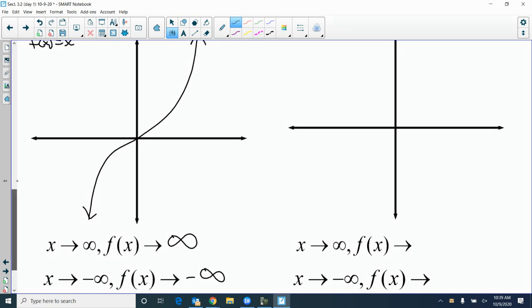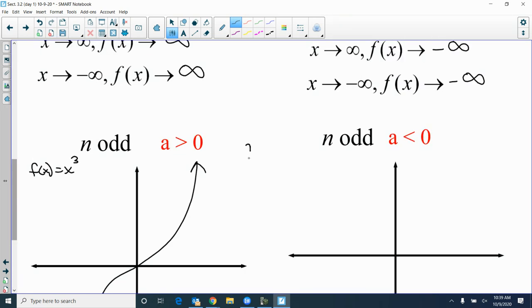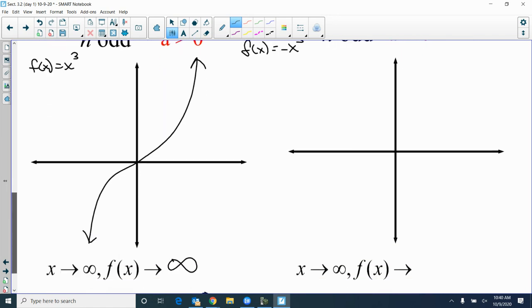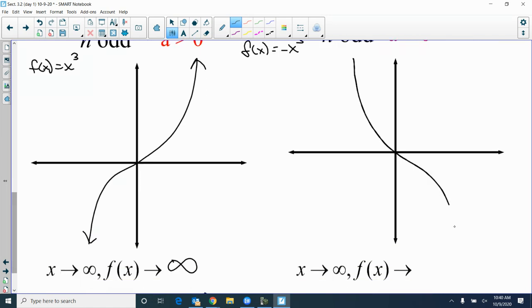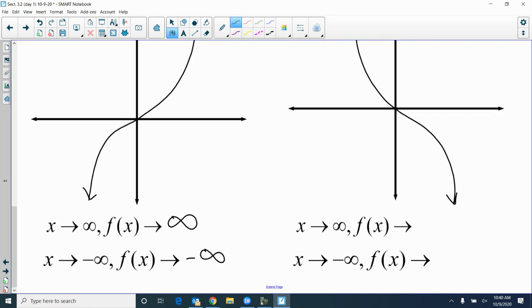All right, what happens if we make this negative though? F of x equals negative x cubed. What happens to the graph? Okay, so actually it's going to start up. Okay, it's going to start high and go low and go through 0, 0. So as x goes to infinity, where's f of x going? Negative infinity, and as x goes to negative infinity, f of x goes to positive infinity. All right, that's for power functions.